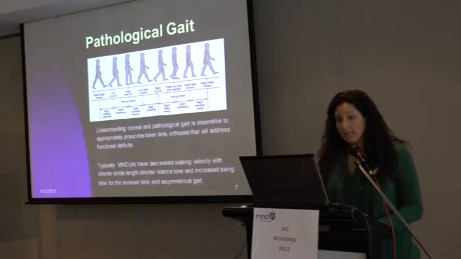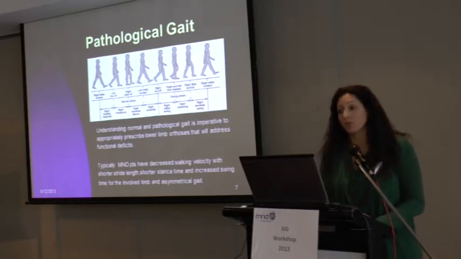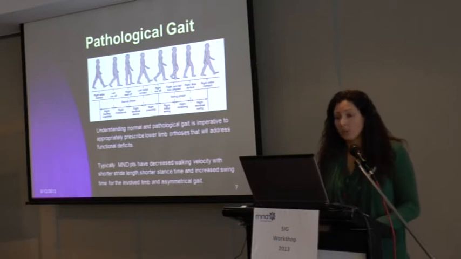In order to understand abnormal walking, pathological gait, you need to understand normal gait, and it is imperative in order to prescribe the appropriate lower limb orthosis that will address the functional deficits that are presenting. Typical motor neuron disease patients have decreased walking velocity with shorter stride length, shorter stance time, and increased swing time for the involved limb, and asymmetrical gait.